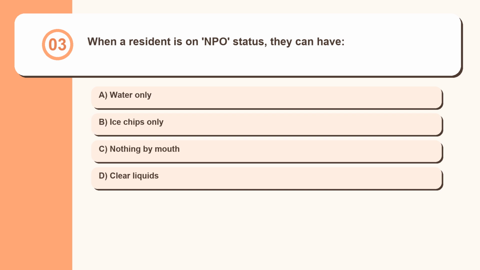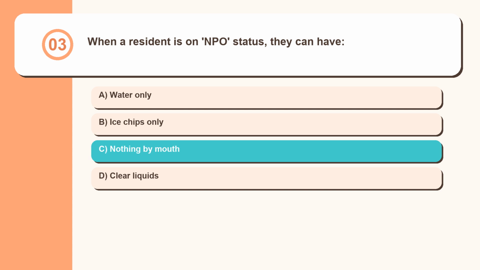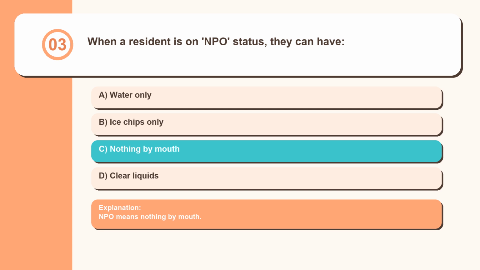Question 3. When a resident is on NPO status, they can have: water only, ice chips only, nothing by mouth, clear liquids. NPO means nothing by mouth.